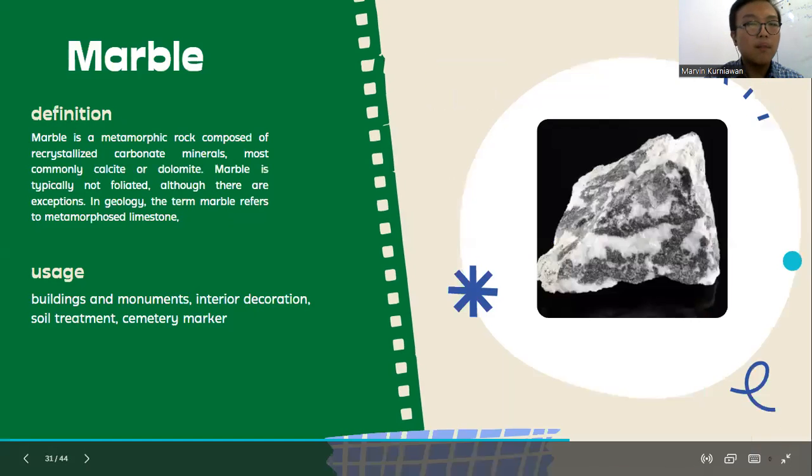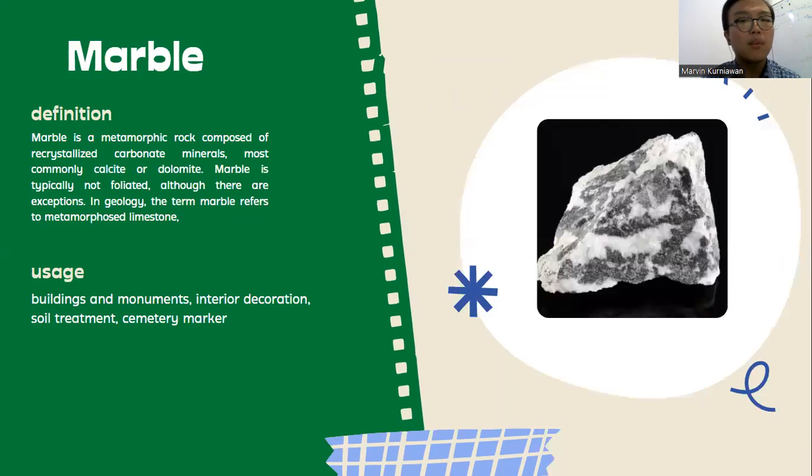Marble. So marble is a metamorphic rock composed of recrystallized carbonate minerals, most commonly calcite or dolomite. Marble is typically not foliated, although there are exceptions. In geology, the term marble refers to metamorphosed limestones. The usage of marble we find in buildings and monuments, interior decoration, soil treatment, and also cemetery markers.